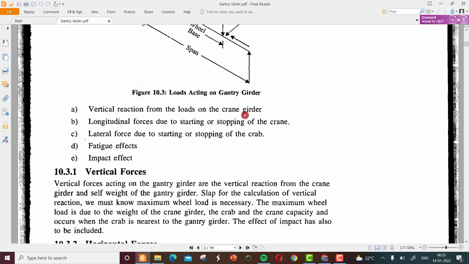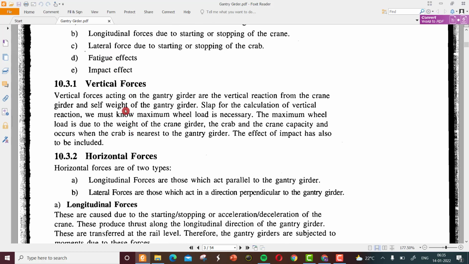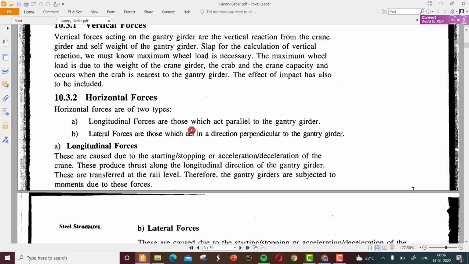Those are discussed here: vertical reaction from the loads of the crane girder, longitudinal forces due to the starting and stopping of the crane, and lateral forces due to the starting or stopping of the crane. Then there are some other forces like fatigue effect and impact effect, which we can take accordingly. The vertical forces are described here: the self weight of the gantry girder, the load from the crane bridge as well as the crab, and the weight of the material which you will lift. And the horizontal forces come with the movement of the crane bridge as well as the movement of the crab trolley.